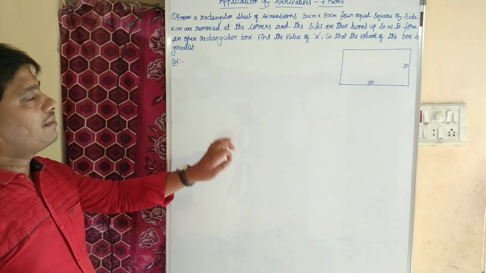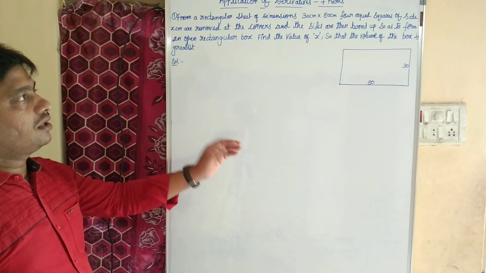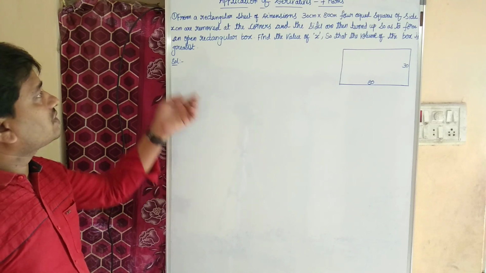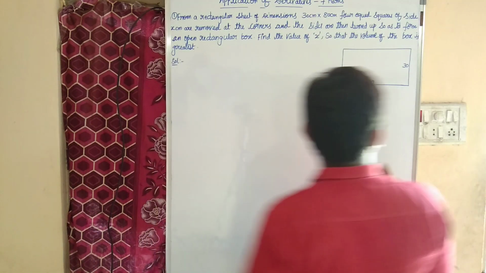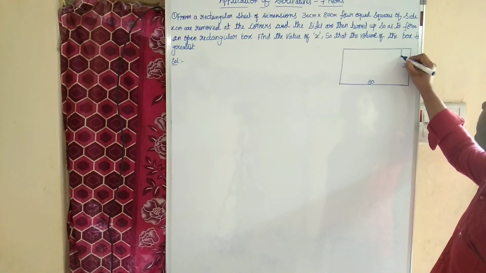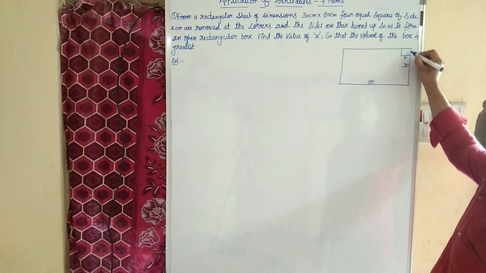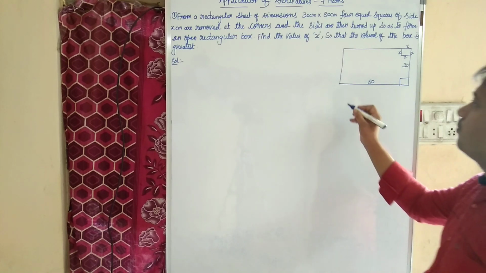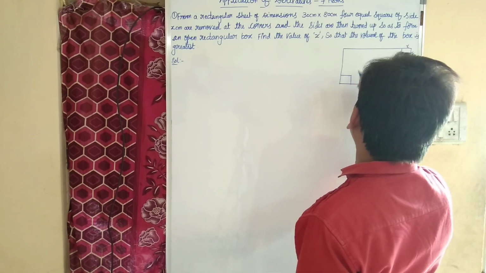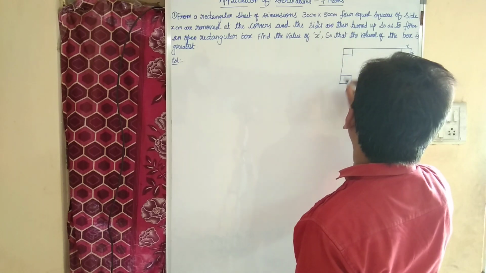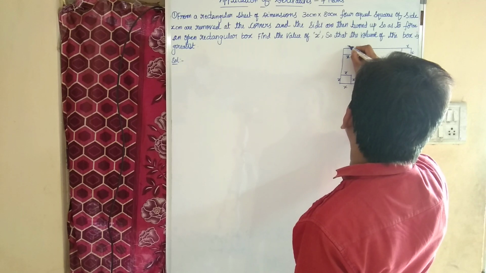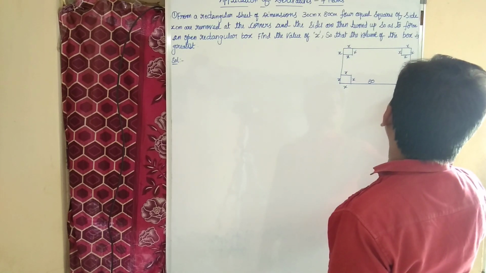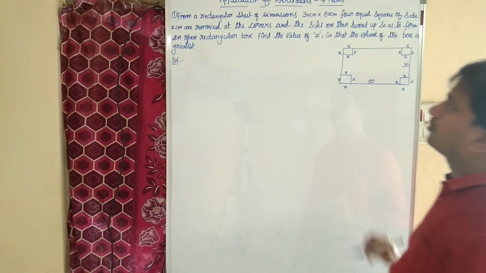From a rectangular sheet of dimensions 30 cm into 80 cm, 4 equal squares of side x cm are removed at the corners. What they said? 4 equal squares of side how much? x cm are removed at the corners. Everywhere here it is x, x, x, x. Here also x, x, x, x.